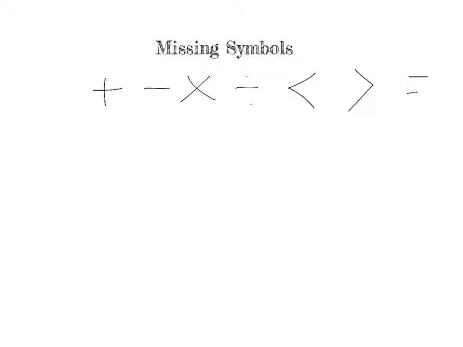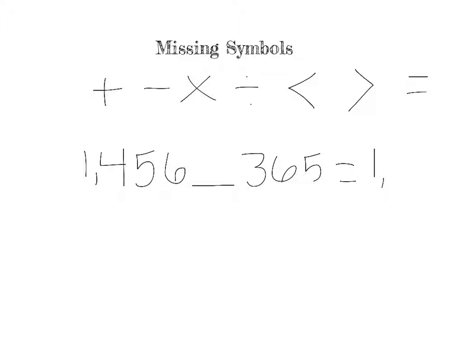Let's start with this number sentence. 1,456 blank 365 equals 1,821. Okay. Looking at this number sentence, I can see that I already have an equal sign.